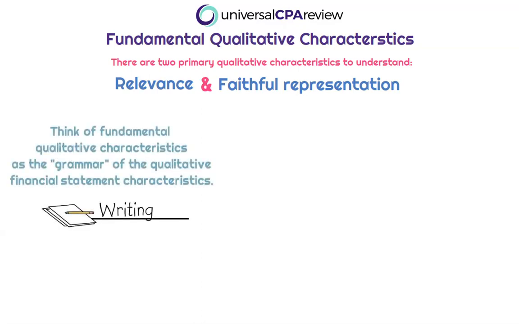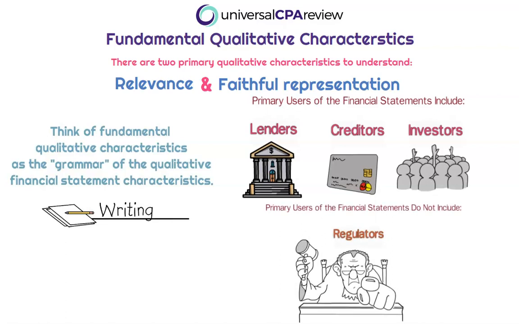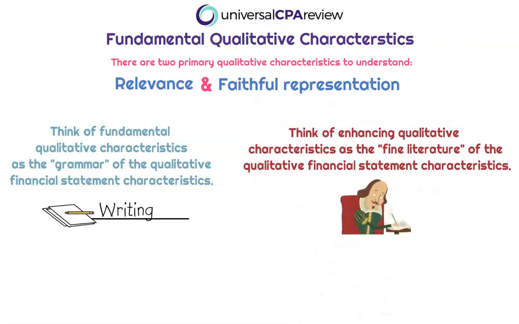So the fundamental qualitative characteristics represent the grammar, because grammar is fundamental to understanding the information that is written and presented in the financial statements. Remember, the financial statements are really just a bunch of information presented to the primary users, who are who again? Investors, creditors, lenders, not regulators. We got to know it. So that being said, we got to think about our enhancing qualitative characteristics more so as the fine literature. When it comes to presenting financial information to financial statement readers, this is information that is in the nice to have bucket, but it's not fundamental. It's not pertinent to the reader's understanding.